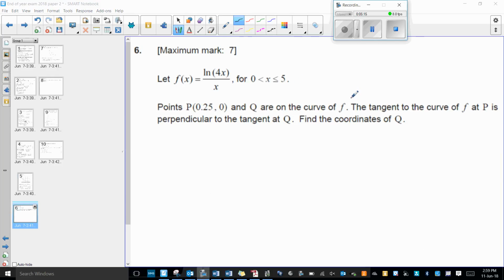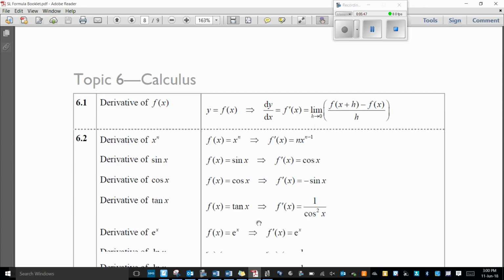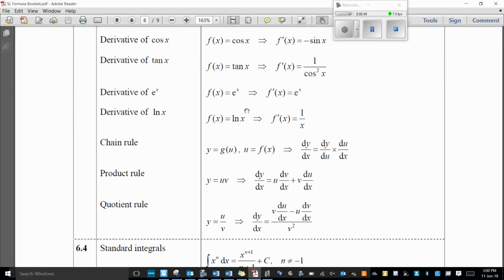So we've got points P, Q, and K. The tangent to the curve at P is perpendicular to the tangent at Q. Right, so if we're talking about perpendicular tangents, we're going to be finding the derivative of this at some point. So let's find the derivative function. We need to find the derivative of a quotient, so we're going to be using this rule.